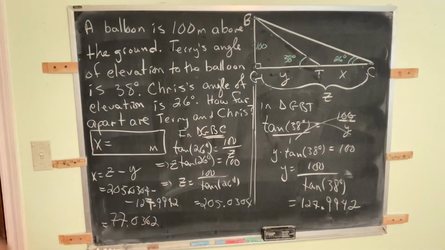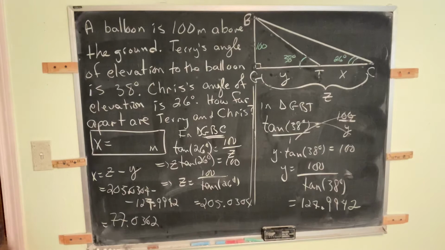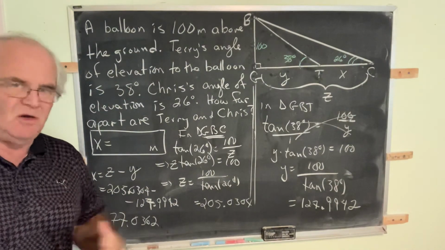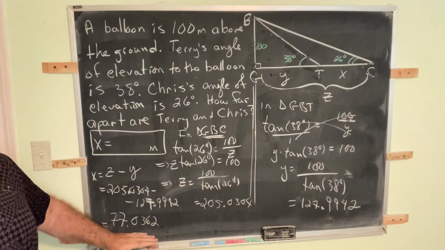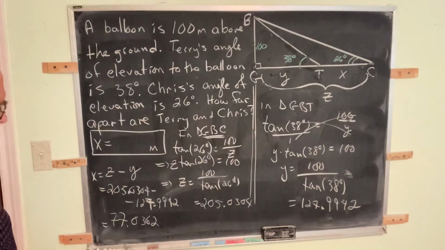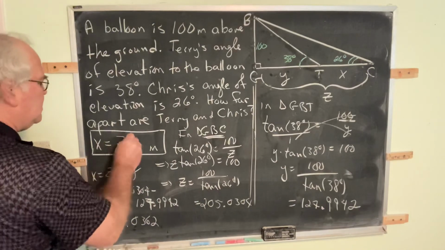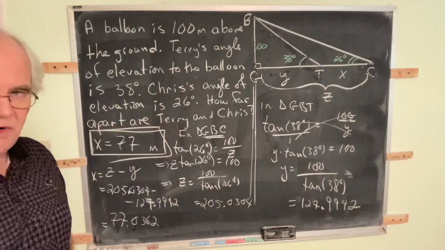And let us suppose, I didn't give this in the problem, let's suppose we want this rounded to the nearest meter. Again, that would need to be given in the problem. If it weren't, just state the entire expression. But suppose we want this rounded to the nearest meter. Rounding to the nearest meter is just 77. So this is 77 meters distance between Terry and Chris.